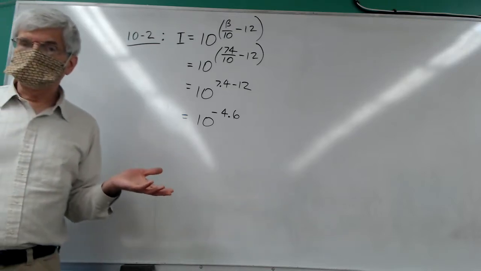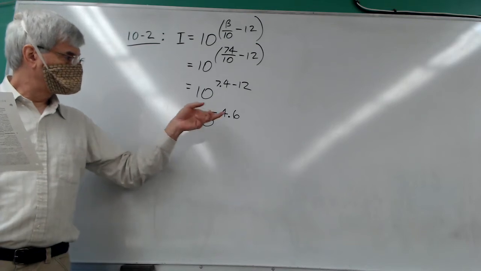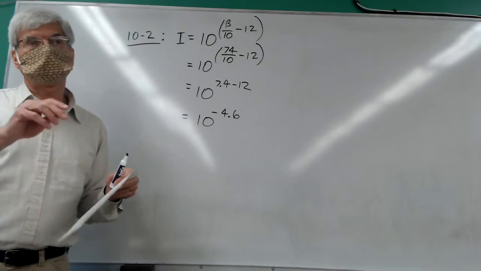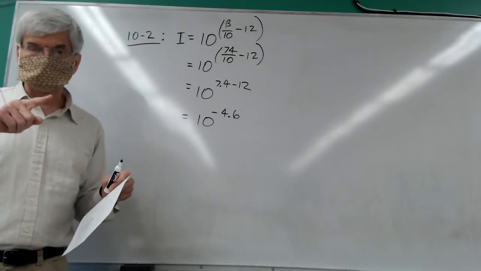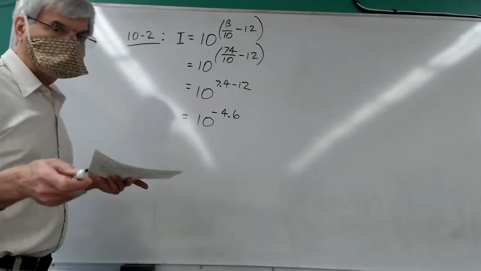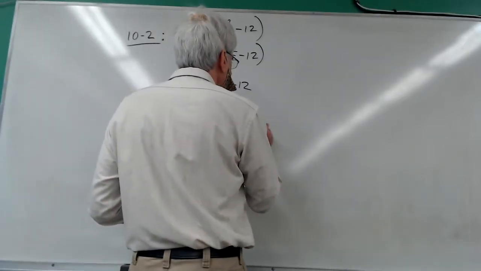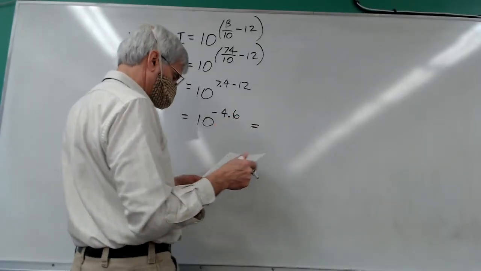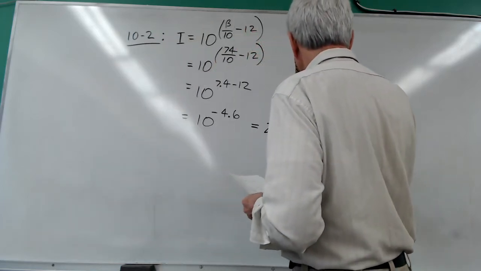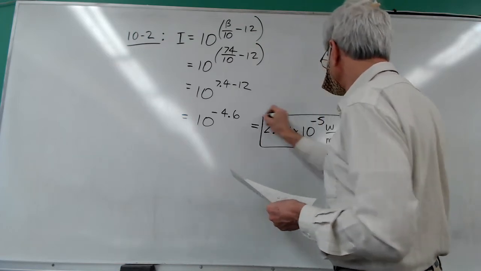There's probably a 10 to the x button on your calculator. You would just put in negative 4.6 and then push that button. Or if not, the way it is on a lot of calculators, you put in 10 and then there's the caret, and then you put the negative 4.6. Or if you have any trouble figuring out how to work your calculator, ask me about it sometime. It should come out 2.51 times 10 to the negative 5th, and that's measured in watts per square meter.